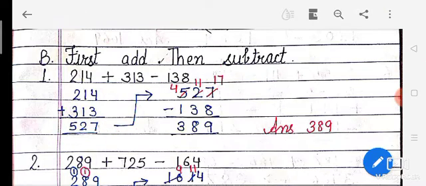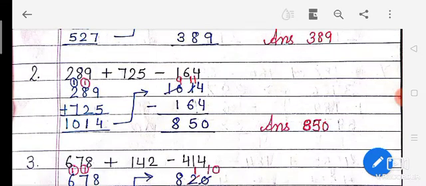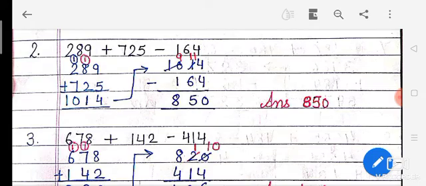Clear, students? Means 3 numbers are given to you. First 2 numbers you have to add because in between the plus sign is there. And whatever answer you get, then you will take that up, and the third number you will subtract from that. Okay. So here now second one is 289 plus 725.